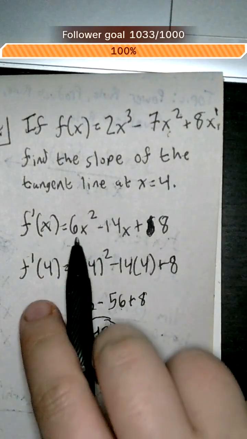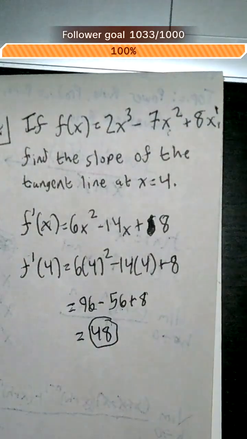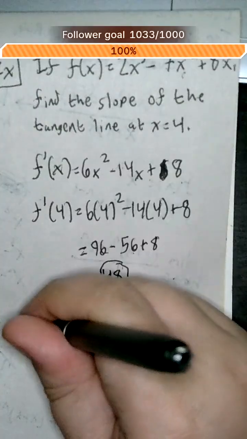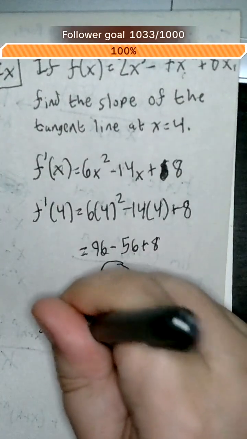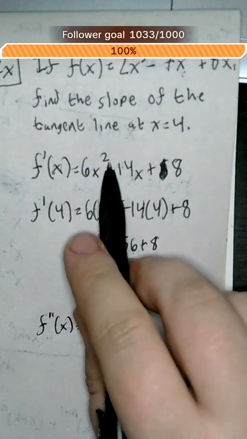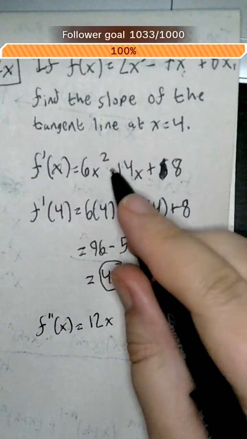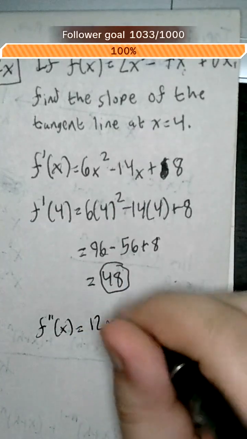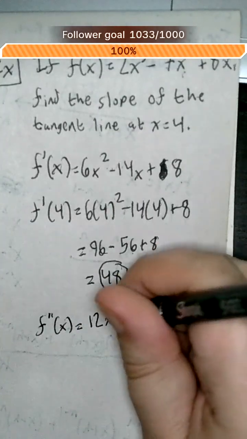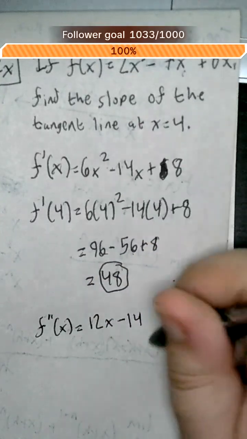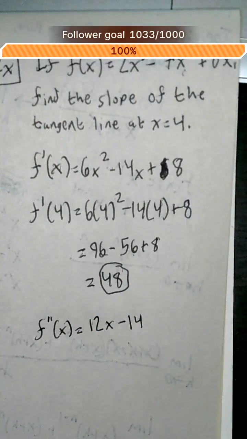So if I want to find the second derivative, I'm going to do the same thing as the first derivative. So f double prime: 2 times 6 is 12. X at 2 minus 1 is 1, so that's 1. And then negative 14 times 1 is negative 14. X at 1 minus 1 is 0, so that would be my second derivative.